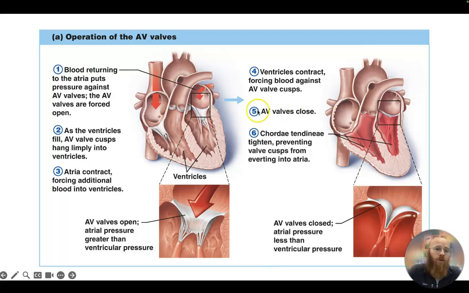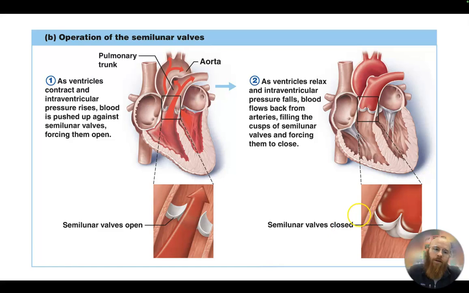And so it's important to also point out some key players here, the chordae tendineae, which tighten and prevent those valves from turning inside out and allowing backflow back into the atria. Okay, so during ventricular contraction, those AV valves are closed, and the reason that's possible is because the ventricular pressure has become greater than the atrial pressure.